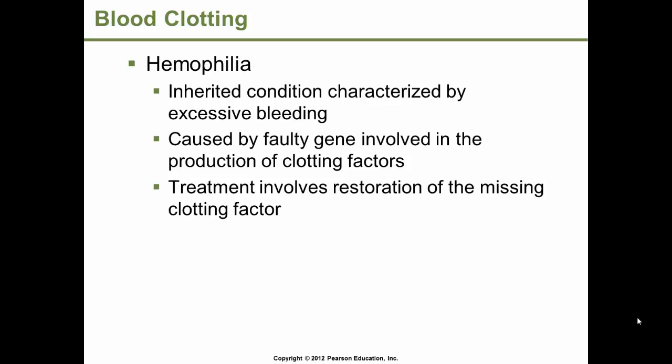A couple of clotting factors are now being manufactured using recombinant DNA. So this is an area in which genetic engineering has proven useful for human purposes.